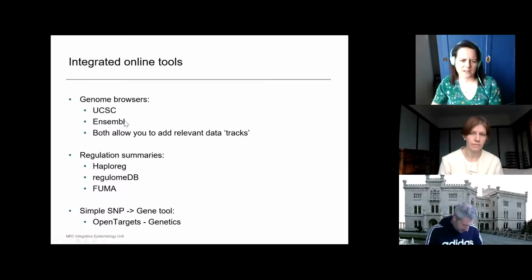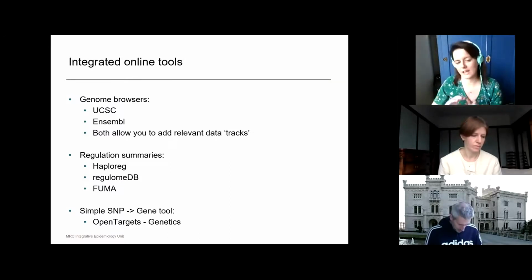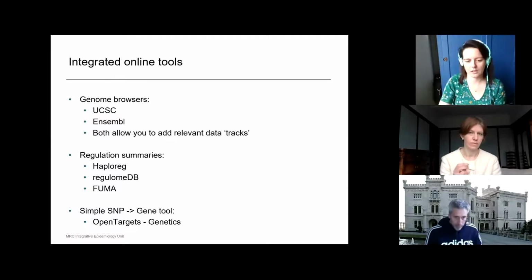So this is just to reiterate some of the tools that I mentioned as I went along. There are some really good online browsers and ways to look up functional information. FUMA is a good tool for doing follow-up of GWAS studies. And another quite simple tool that's recently been released is the Open Targets Genetics tool, where you can put in a single SNP and it will tell you all of the evidence that relates that SNP to genes. So that's always worth looking at.